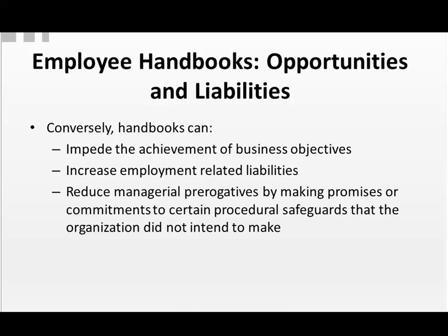typically the plaintiff's attorney, the plaintiff him or herself, will use the employee handbook. They'll look at the employee handbook and say, here's what they said. Here's what they didn't do. This created liability. This created negligence on the employer's part, and that's why I'm suing. And so that's part of the argument, one you have to be aware of. You want to make sure that your employee handbook and what you're doing are in coordination with each other. And then it can also reduce managerial prerogatives by making promises or commitments to certain procedural safeguards that the organization did not intend to make.